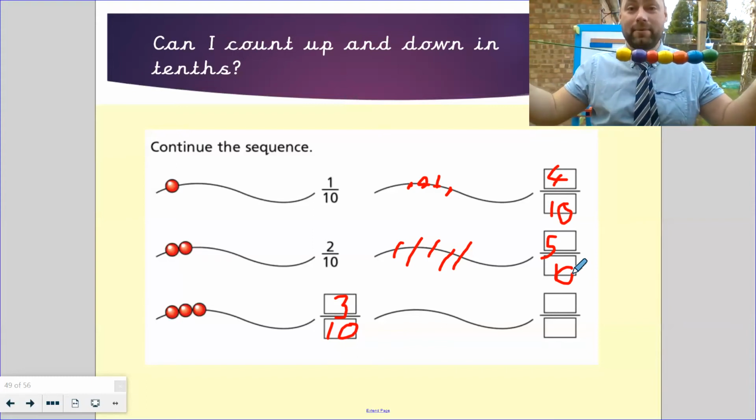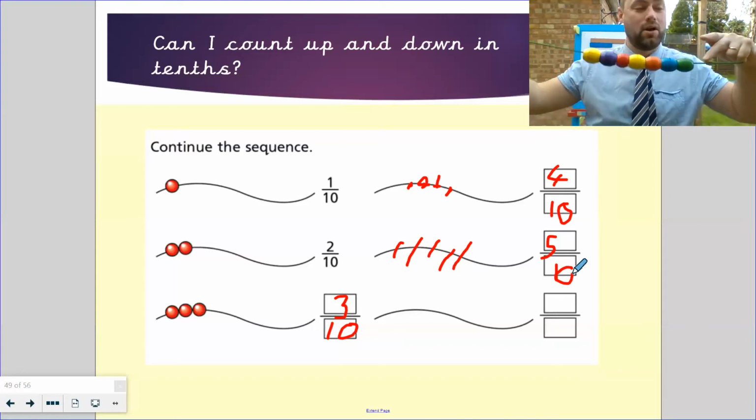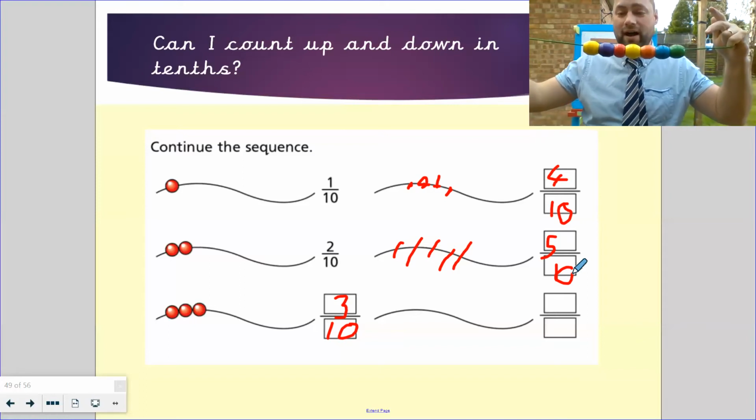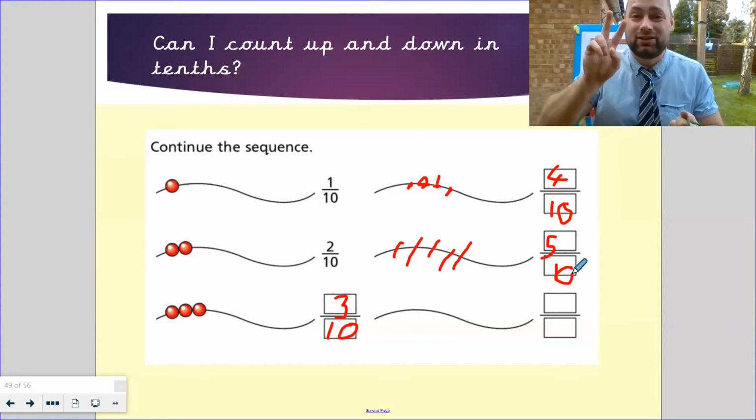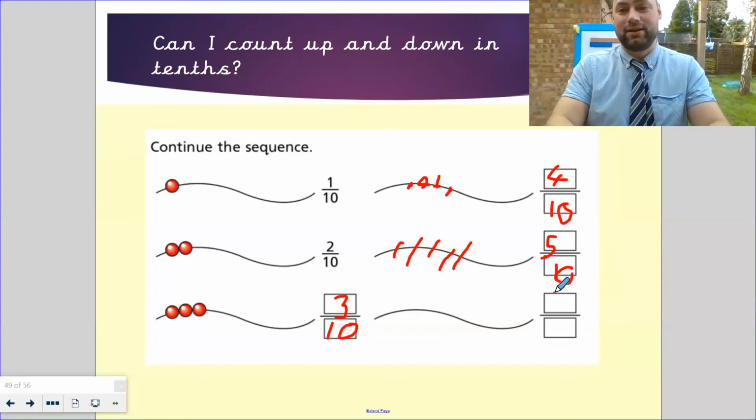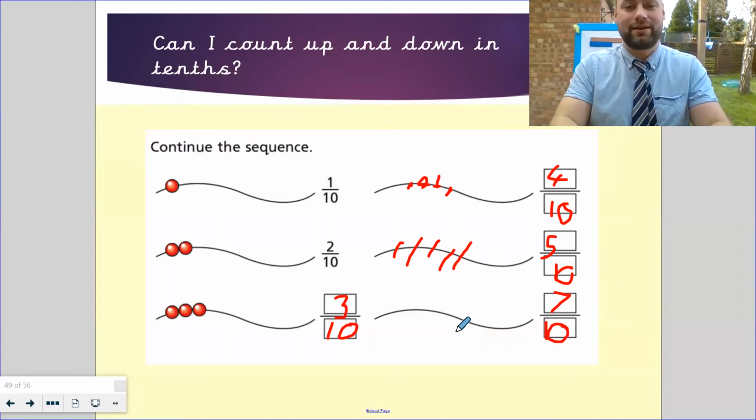How many tenths now do I have on my string? 1, 2, 3, 4, 5, 6, 7. Because I've added 2/10 to this one. So it will be 7 out of 10. Notice how the denominator never changes.